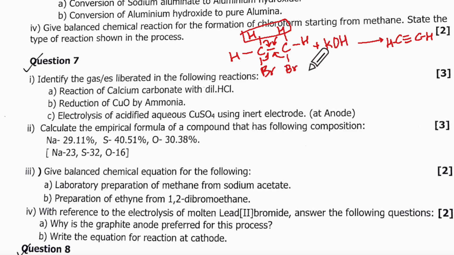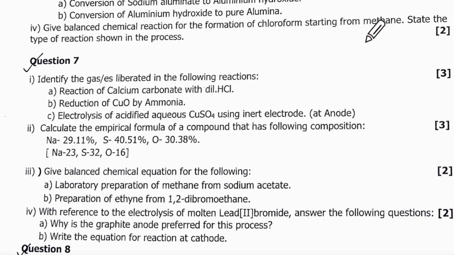Alcoholic KOH. K will take Br, and there are two Br, so I'll get 2 KBr. And there are two OHs, so 2H will give 2H2O. Now this is aqueous, so this is alcoholic, and write over there boil. Done. Is it easy now? Did you understand how to think?